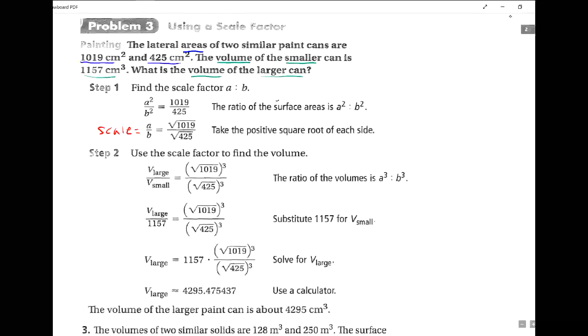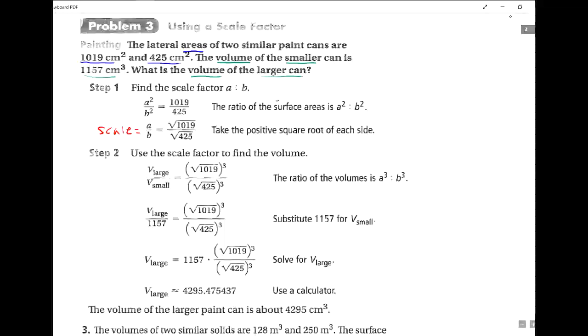And we substitute in, we know the volume of the small can. And then we simply cross multiply and solve for the volume of the large. Your calculator can easily do the cubes of these square roots. Just be careful with your parentheses.